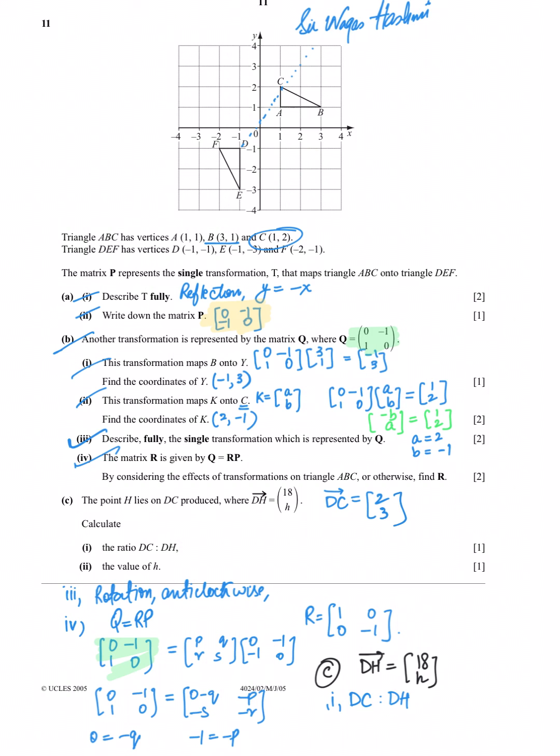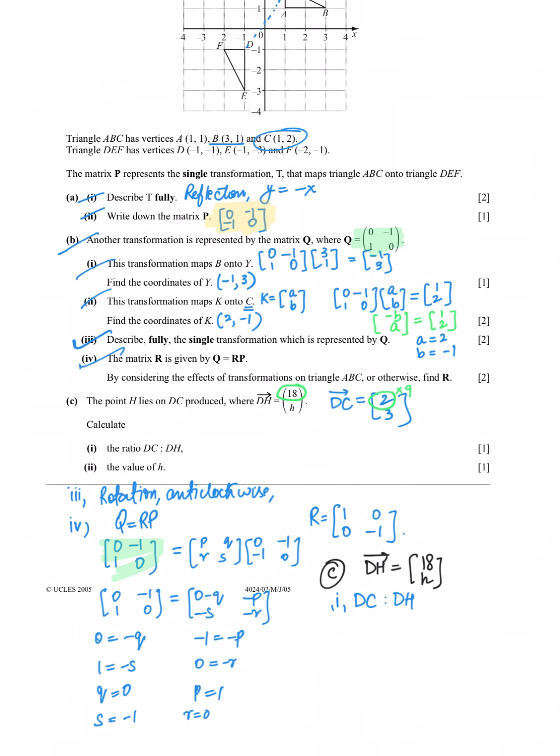So now we have 2 here and we have 18 here, right? So that is a multiple of 9. So the ratio of DC to DH is simple, it's 1:9. In order to get DH, we need to multiply DC by 9. So the ratio is 1:9. That is your first part. And for the second part, the value of H, now we need to multiply 3 by 9. So 3 times 9 gives you 27, and that is the value of H. So H is 27.